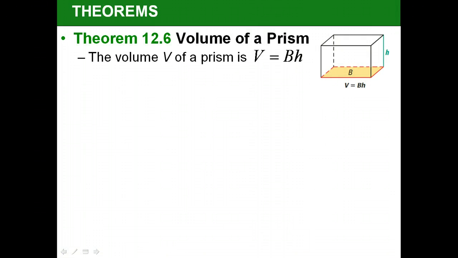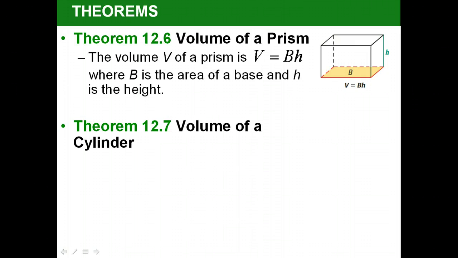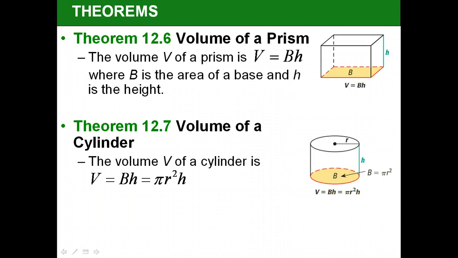The volume of a prism. To find the volume of a prism, all I need to do is find the area of the base of that prism and multiply it times its height. The volume of a cylinder is the same thing, except this time the base is a circle, but I still find the area of the base and multiply it times the height. So volume is a little simpler than surface area, in that you just get the area of the base and simply multiply times how tall it is.